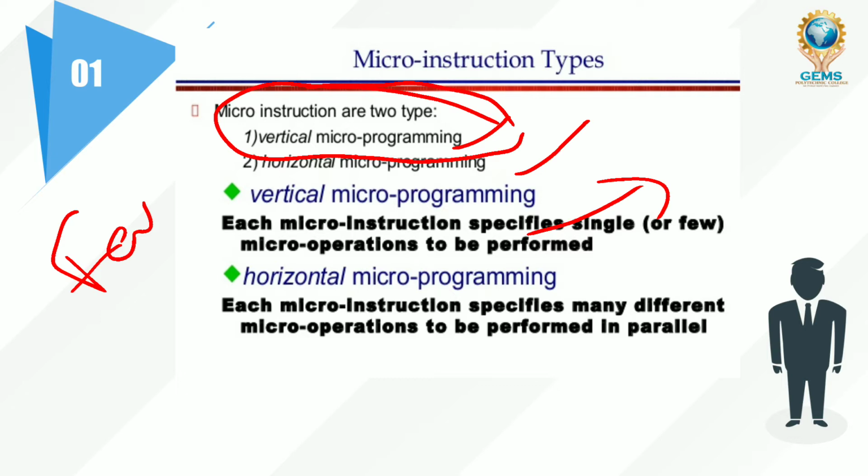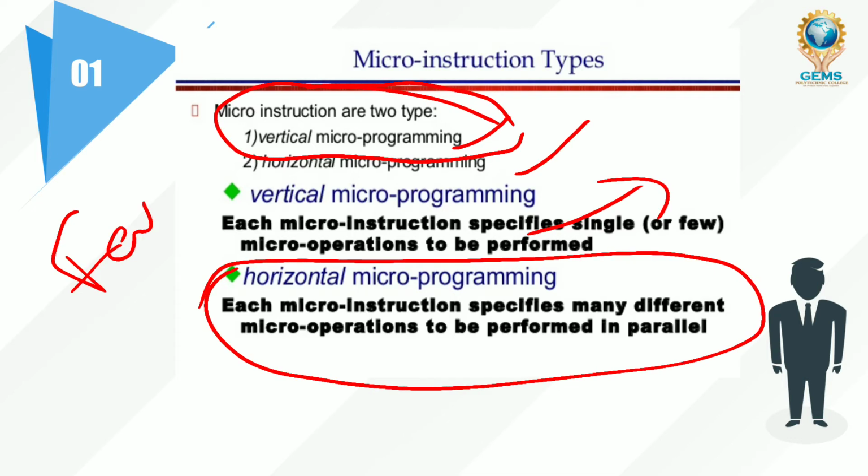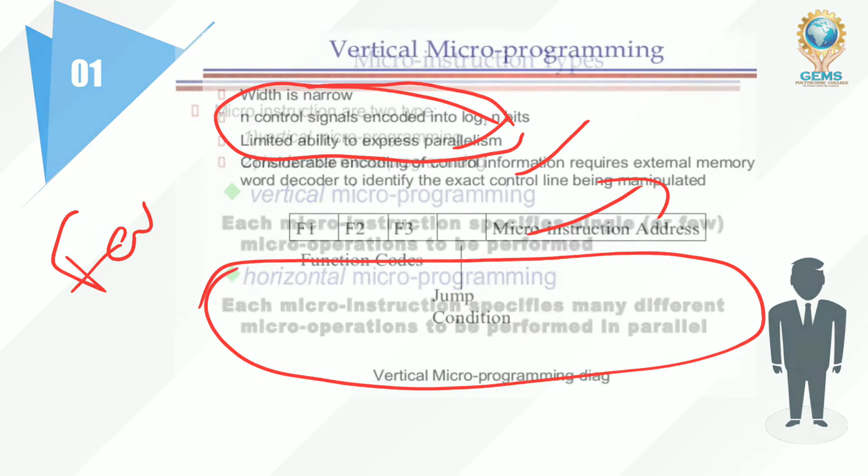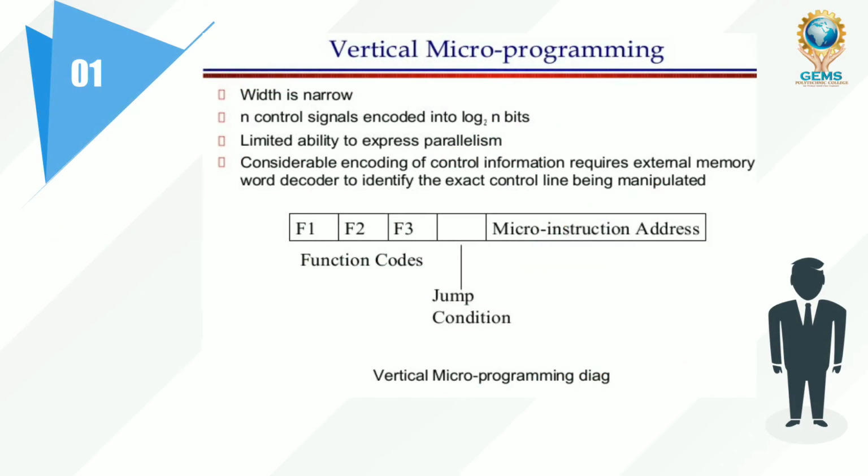So what are vertical and horizontal? Both are micro instruction types. Vertical will do only one or a few operations. Horizontal will do many parallel operations. So these are the kinds of micro instructions. I hope that you understand this. Micro instructions are of two types: one is vertical micro instruction, the second is horizontal micro instruction. So this is about vertical microprogramming, how the vertical operations are done here. This is the diagram.